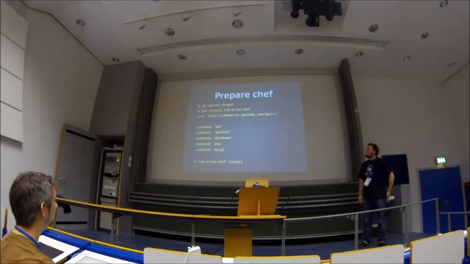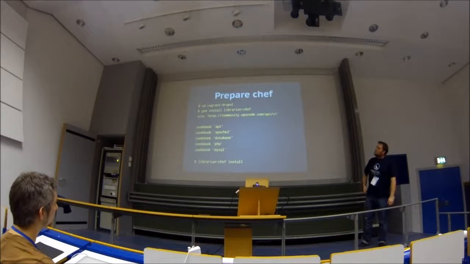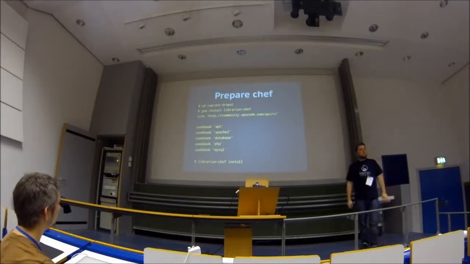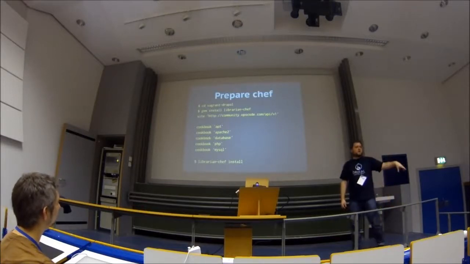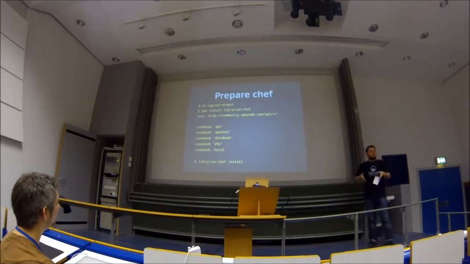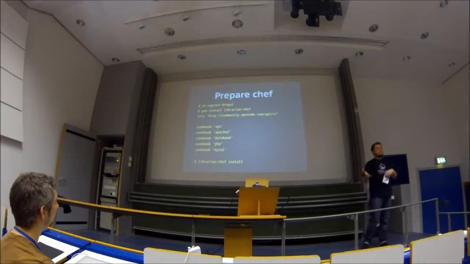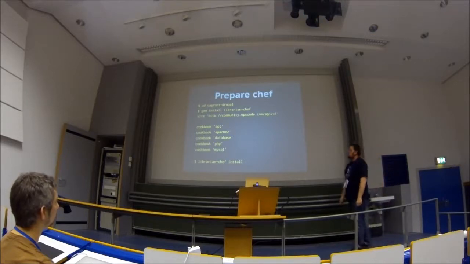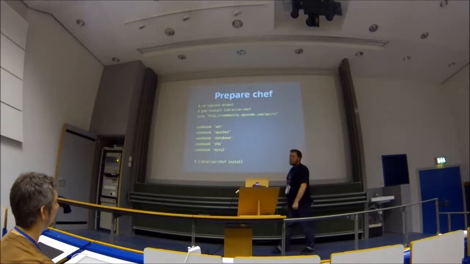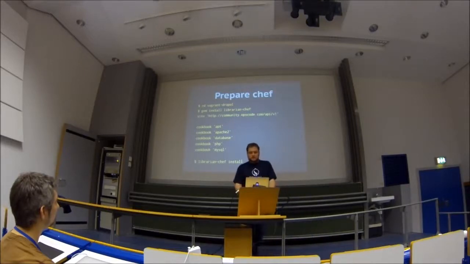for these tools. And in the Librarian Chef file in the middle, I say, please use the site community.opscode.com, which is the company behind Chef, and it provides cookbooks for you. And I want the cookbooks apt, Apache 2, database, PHP, and MySQL. These are the cookbooks I use in mine. So I do librarian-chef install, it downloads this stuff and they are here. And I can use them, like a software library model, basically.